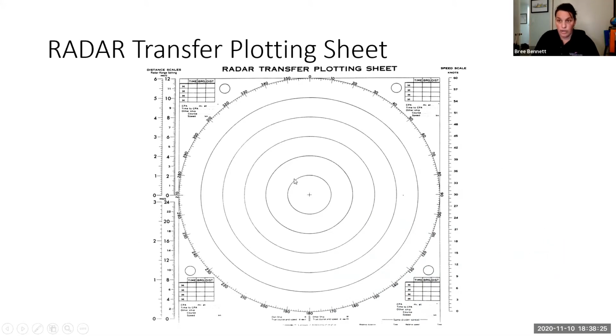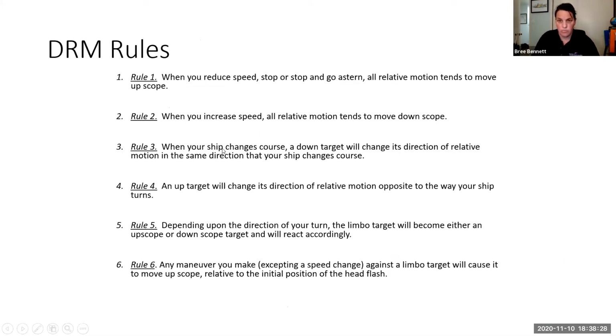So our radar transfer sheet, we're getting used to this. First, let's go over some rules for direction of relative motion. Again, our relative motion is what's, actually, let's look at the video again. I think the video helps with relative motion.